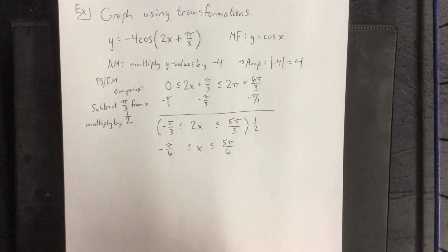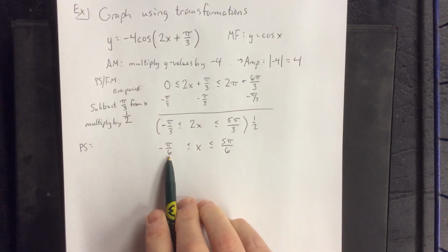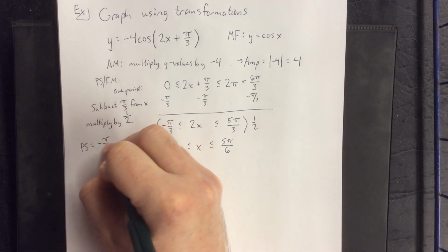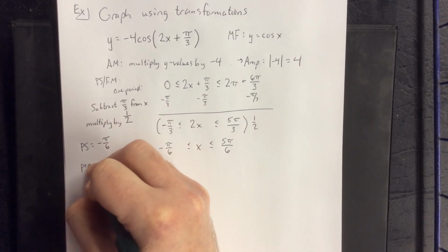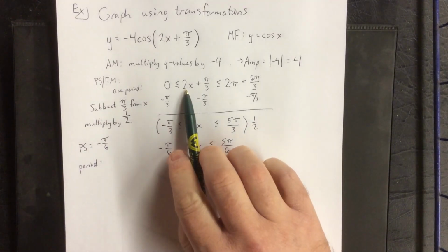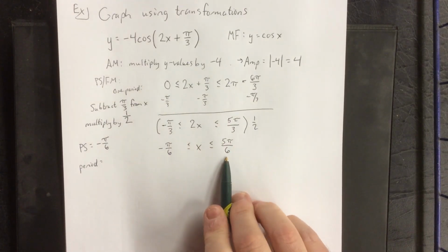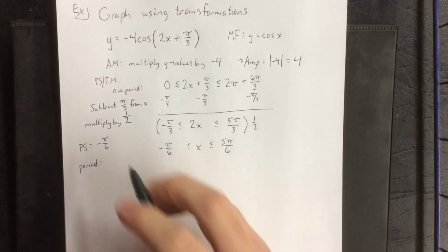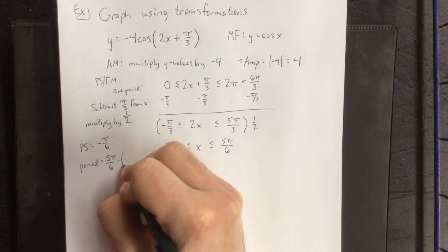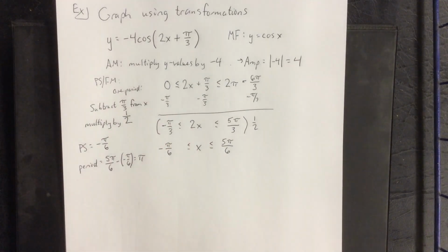That lets us know two things. The phase shift is going to be equal to this negative pi over 6 that we got after the frequency modulation. And the period, we have two options for this. We can either do 2 pi divided by omega. Omega is 2, so 2 pi over 2. Or we can take the ending point of the period minus the starting point for the period. That'll be 5 pi over 6 minus negative pi over 6. And in either case, we will get a period of pi.